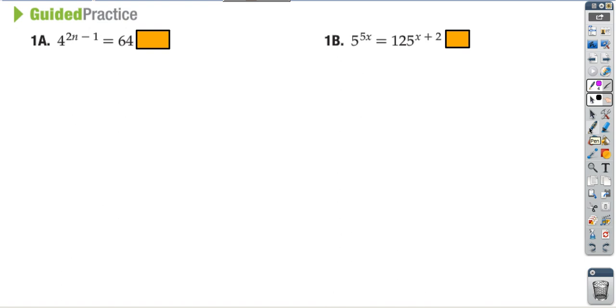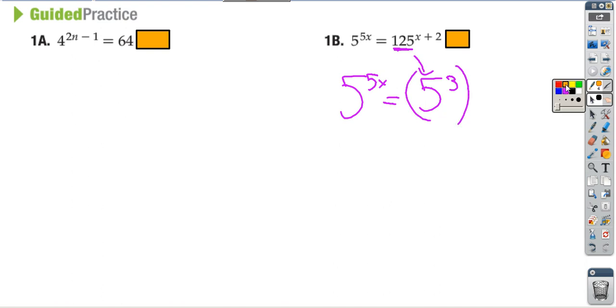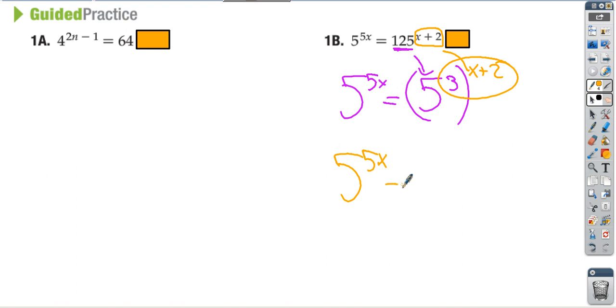Alright, let's do one more of these. Let's do the one on the right, 5 to the 5x. So obviously I must be able to change this number into a power of 5, and it turns out to be 5 to the third power. And then I still have to have this thing on the outside, x plus 2. And I'm going to multiply these together. So 5 to the 5x. 3 times x plus 2, you have to distribute the 3 to both of these. 3 times x plus 2 is 3x plus 6.